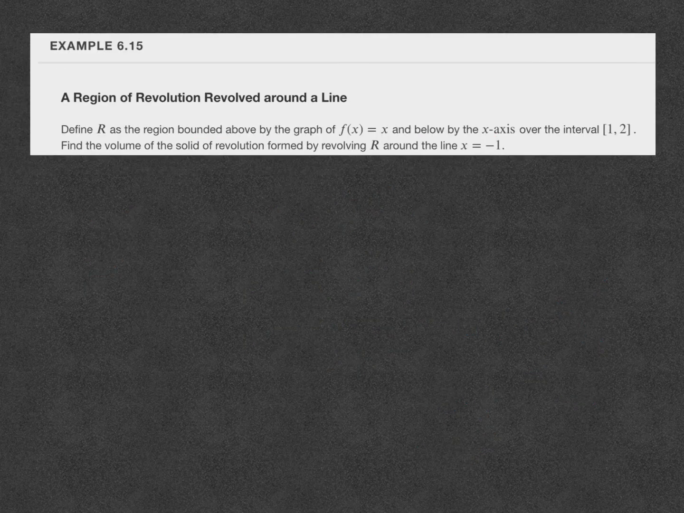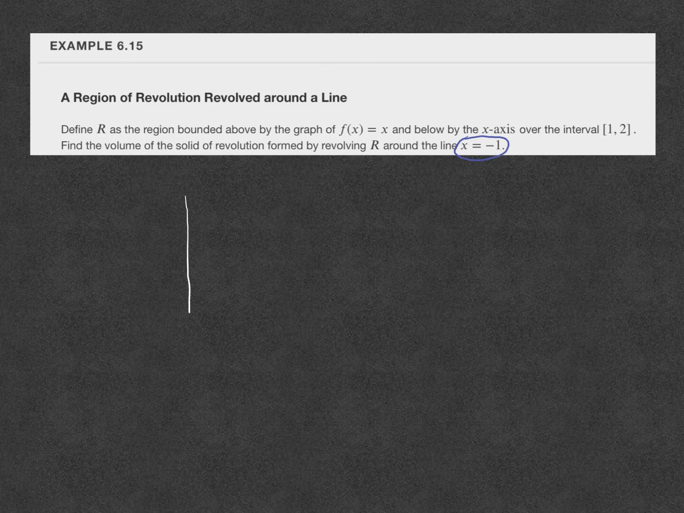Our last example for this section involves taking a region and, oh no, spinning it around something that isn't the x or y axis and seeing what that does. Okay, so this is a kind of different problem. You'll see it come up once in a while. It's probably the more challenging part of this section.